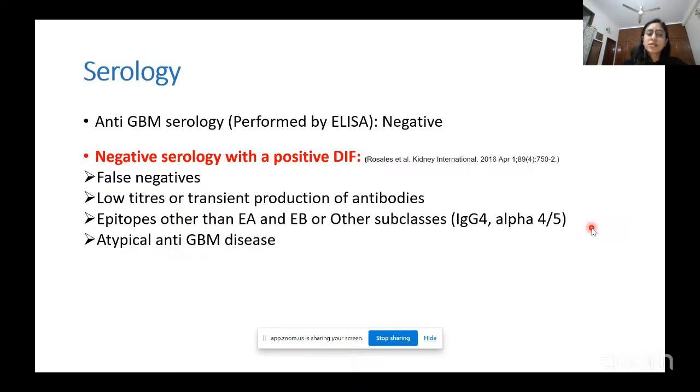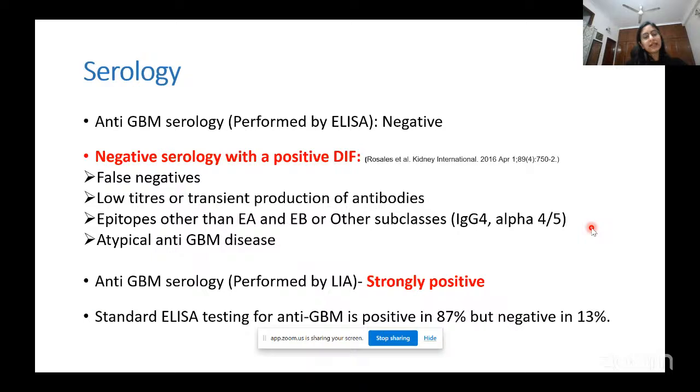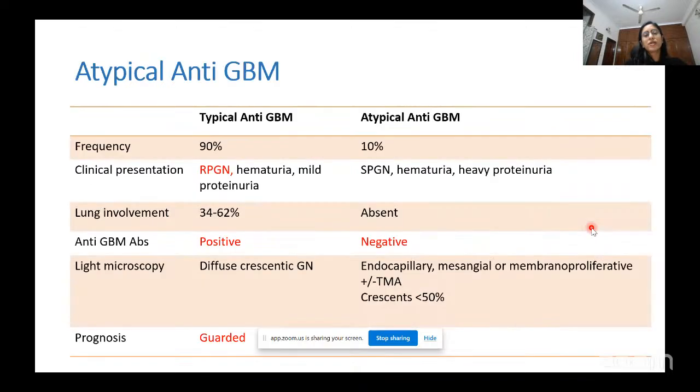However, the testing was repeated using a line immunoassay, and there the anti-GBM antibodies came strongly positive. So the learning point in this case is that standard ELISA testing is positive in only about 87% of the cases, and 10 to 13% can still be negative. And again, whenever the suspicion is high, it's better to go ahead with more sensitive assays. So what is atypical anti-GBM disease here, and how does it compare with a typical anti-GBM?